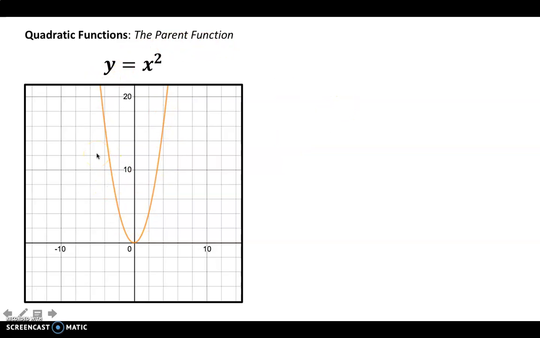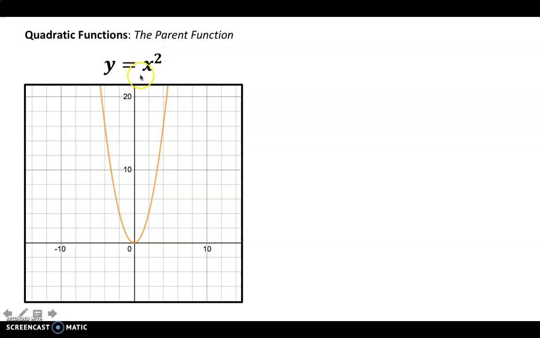The curve can be wider, it can be skinnier, it can be flipped upside down. The reason this line curves is because of this x squared right here. So x to the second power, anytime you see x to the second power in the equation, we're going to call that a quadratic function.